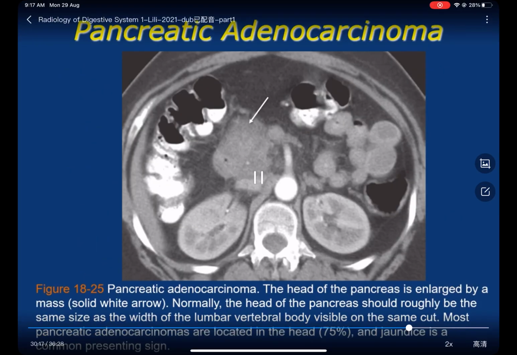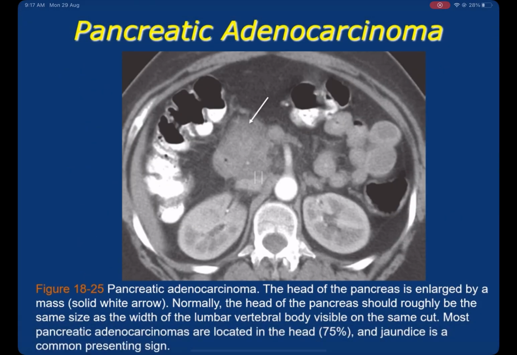This is a typical case of pancreatic adenocarcinoma from your book. We can see the cancer is located in the head of the pancreas. In this transverse CT scan, we can see the head of the pancreas is enlarged by a mass. Normally, the head of the pancreas should be roughly the same size as the width of the lumbar vertebral body visible on the same chart. Most pancreatic adenocarcinomas are located in the head area, about 75%, and jaundice is a common presenting sign.